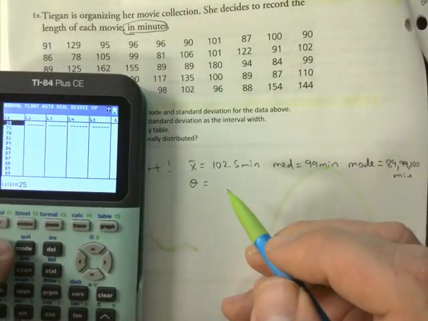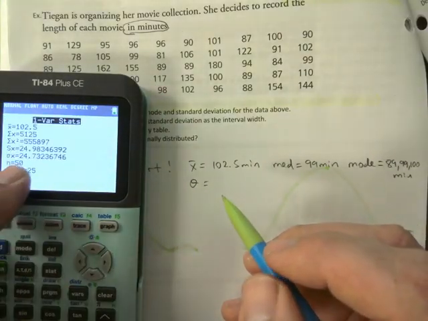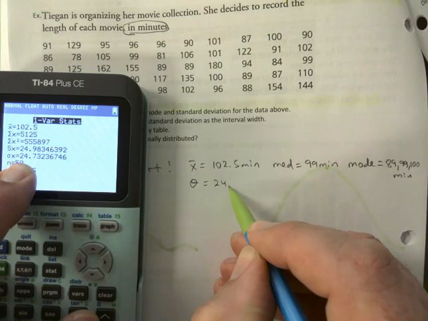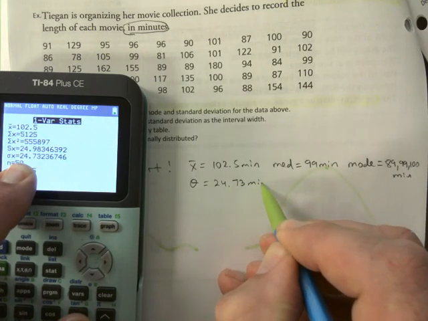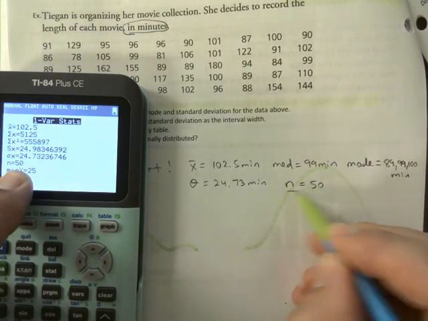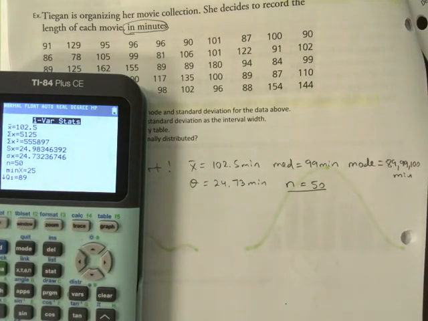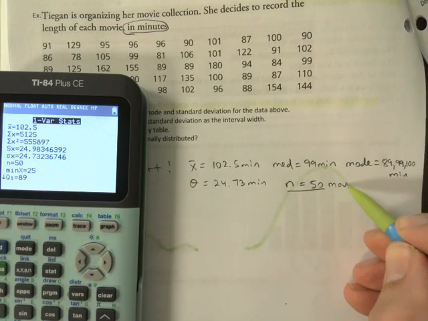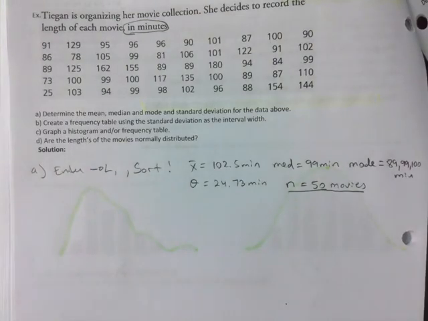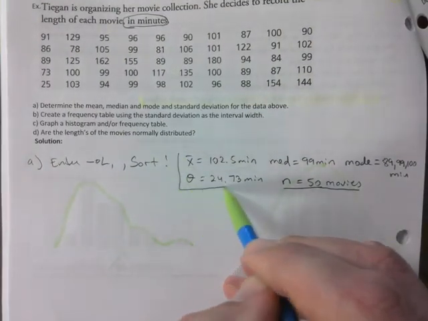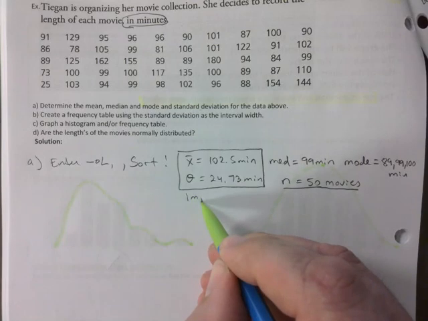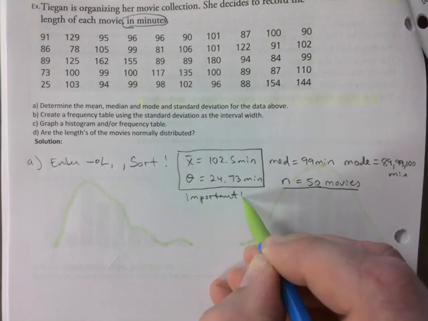So my standard deviation, let me run that one more time, is 24.73. And that is in minutes. How many values did I have? 50. So this is important. And in this case, it represents what? Movies, right? Don't forget, because I asked, what's the significance, right? So these two are the most important pieces when you're trying to figure out if data is normally distributed. Important, okay?